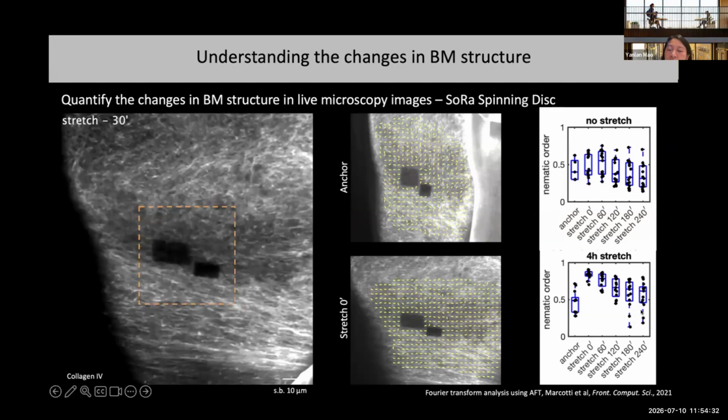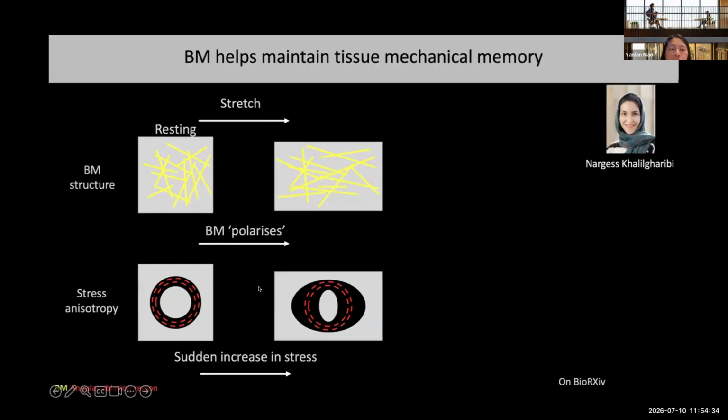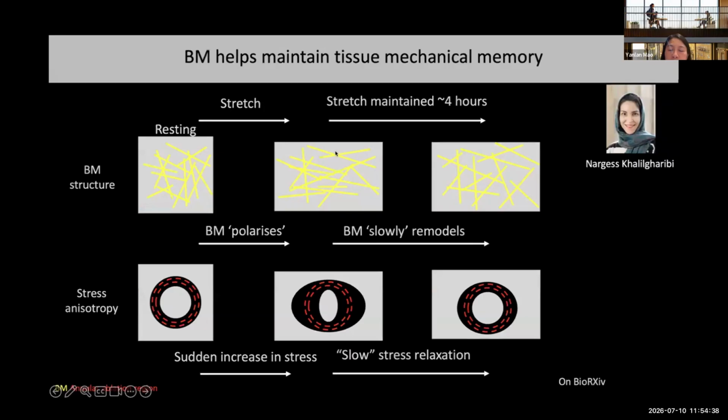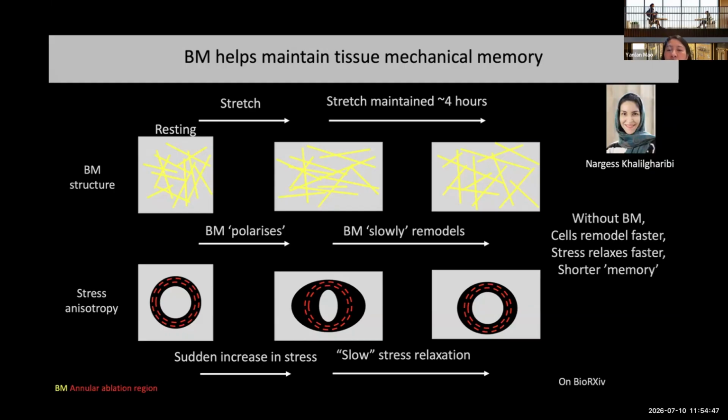So this for us shows that essentially the basement membrane is what's allowing the stress to be sustained. When it's stretched, it's polarized, but then it slowly remodels its polarity, relaxing the stress to maintain the stress in the tissue for longer, which would be useful if you want to buffer forces. And we show that if you have cells without a basement membrane, then this memory is much shorter. And this, of course, is probably problematic if you're seeing these fluctuations.